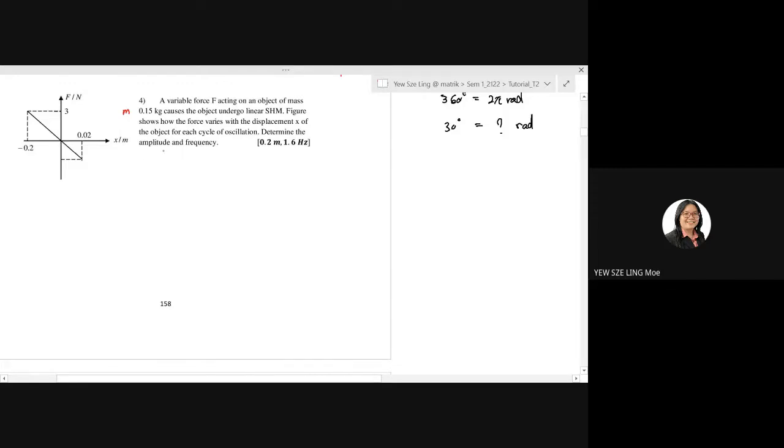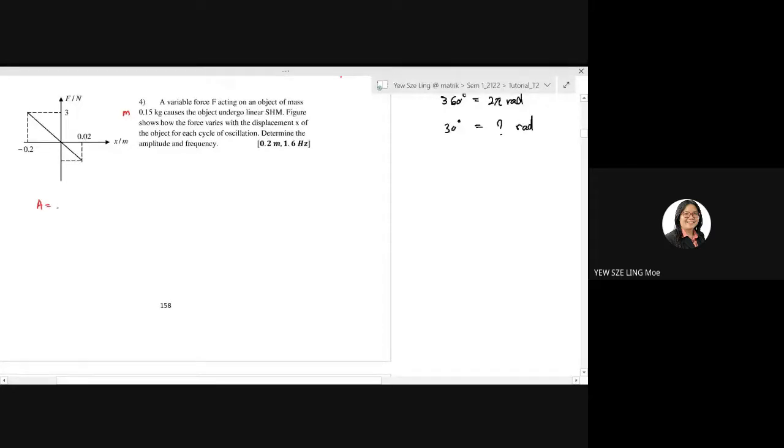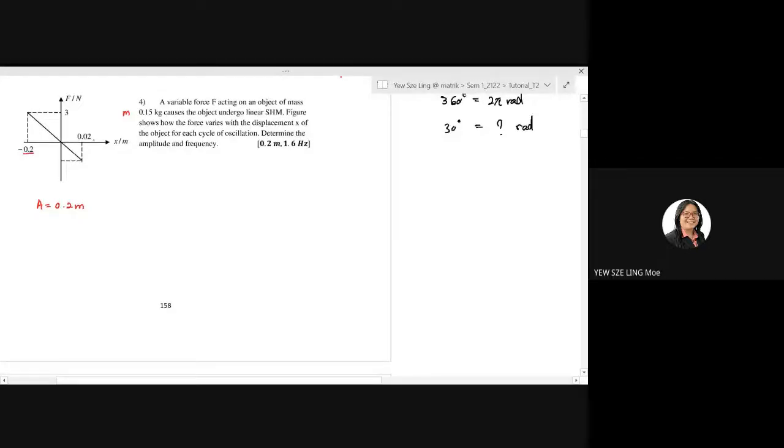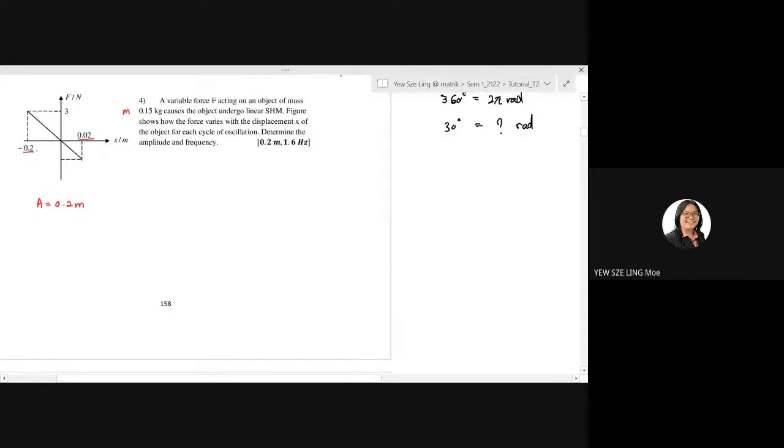So, what is the amplitude? If you look at this diagram, okay, the maximum displacement. Positive displacement you have only 0.02. Negative displacement you have up until 0.2. So which means the maximum displacement of the oscillation, A, is equal to 0.2 meter. You look at these two displacements, the greater value should be your amplitude, because the definition of amplitude is maximum displacement. So A is equal to 0.2 meter.